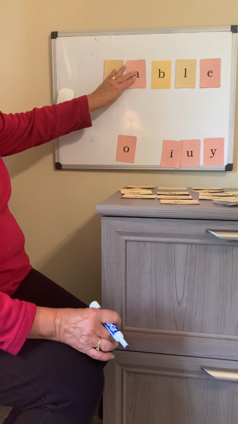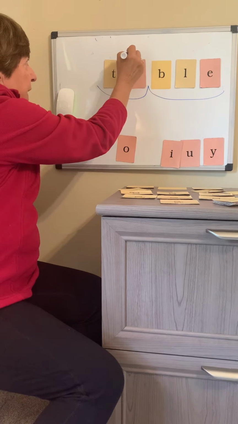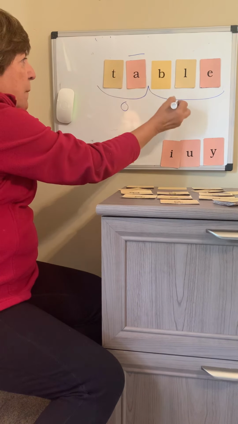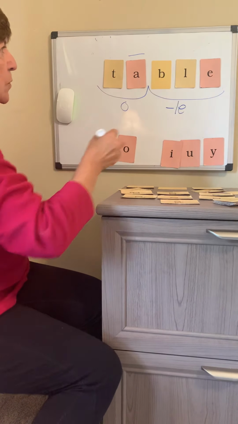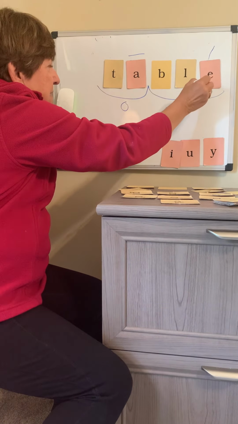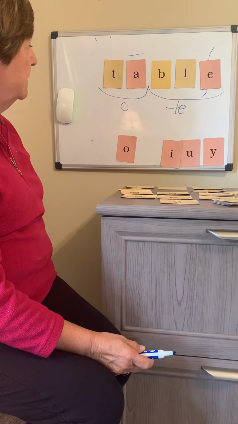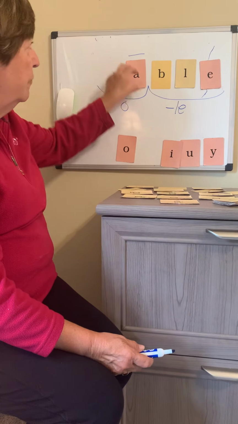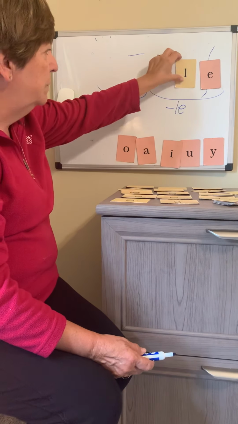Notice because this is open and the A is long, this consonant, there's only 1 of them. So it's a consonant LE syllable. The E is silent. I don't want to mark on my cards, but the E is silent. Okay? That's a little different from a word that has a short sound in the first syllable.